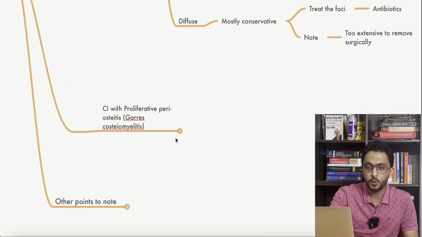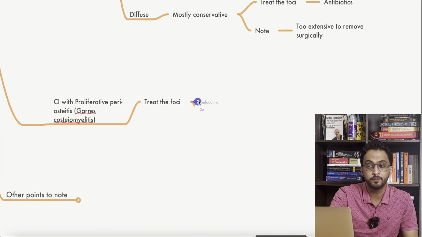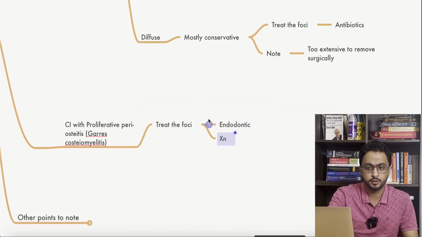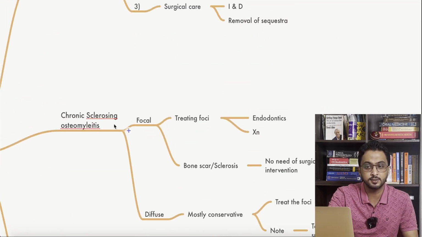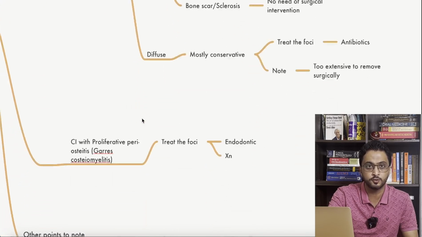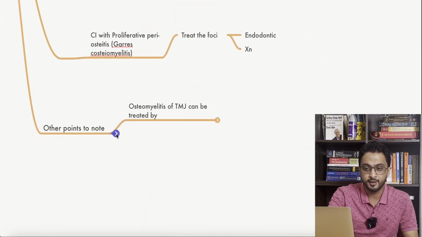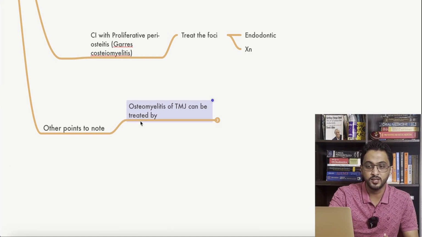Now what about proliferative periosteitis? Again, treat the foci. Extraction, endodontics. Proliferative as well as focal sclerosing both have the same etiology, which is caries. So finally, points to note.